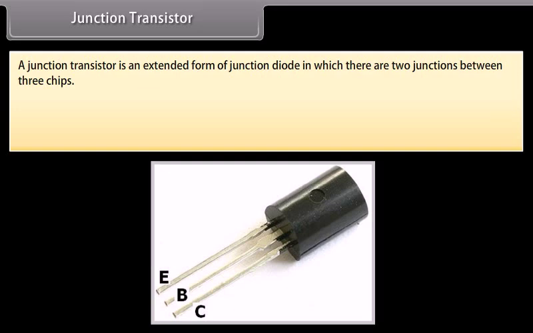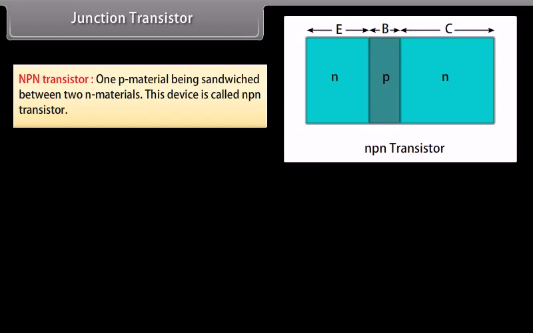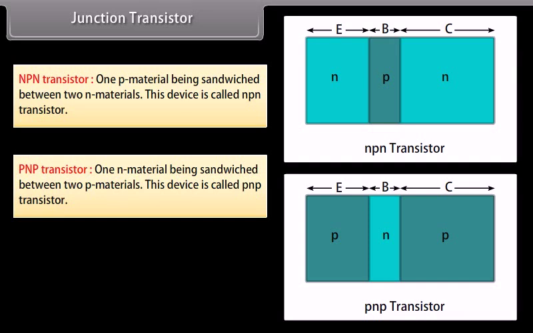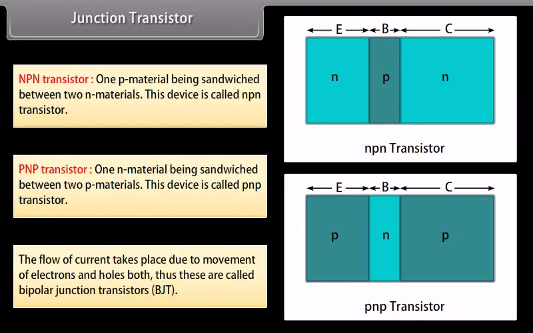Junction transistor. A junction transistor is an extended form of junction diode in which there are two junctions between three chips. There are two kinds of transistors: NPN transistor and PNP transistor. In an NPN transistor, one P material is sandwiched between two N materials. This device is called an NPN transistor. In a PNP transistor, one N material is sandwiched between two P materials. This device is called a PNP transistor. The flow of current takes place due to movement of both electrons and holes. Thus, these are called bipolar junction transistors.